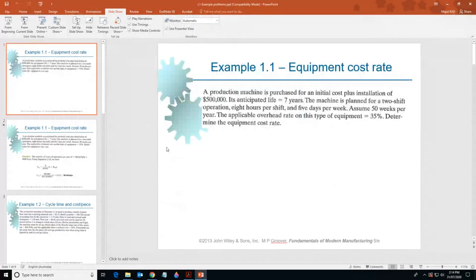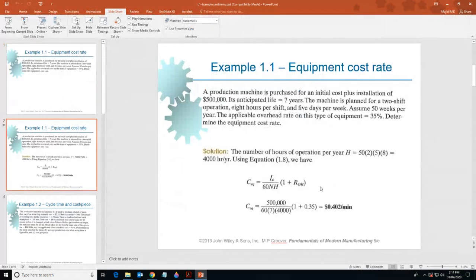Okay, back to the problem again. We take this equation from the equation sheet. IC is the investment or purchase price of the machine, which is given as $500,000. ROH is the overhead rate, given to be equal to 35% or 0.35. N in the equation is the number of years that the machine will be working for us, and that is given in the statement of the problem to be equal to 7.